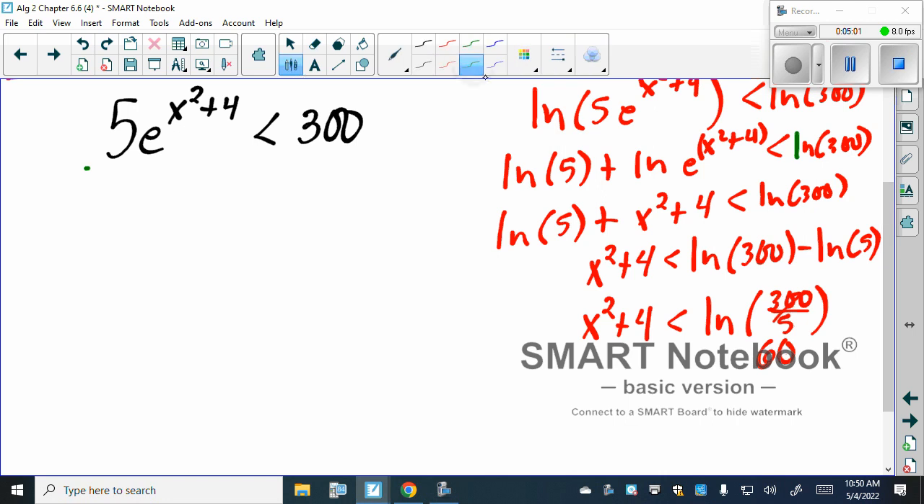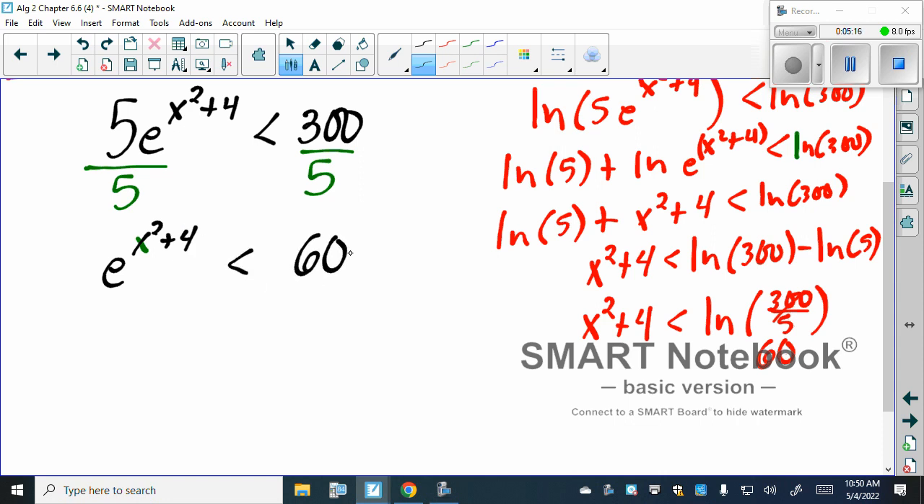Now, instead of applying the natural log at this point, I'm going to divide by 5, which here gives me e to the x squared plus 4, yes? Is less than what? So the x squared plus 4, that's with the e. Not 5. No, it's not 5 to the x squared plus 4. It's just the e that has it.